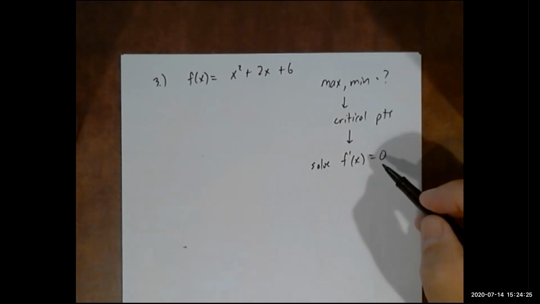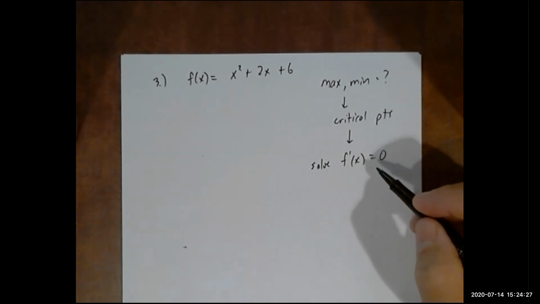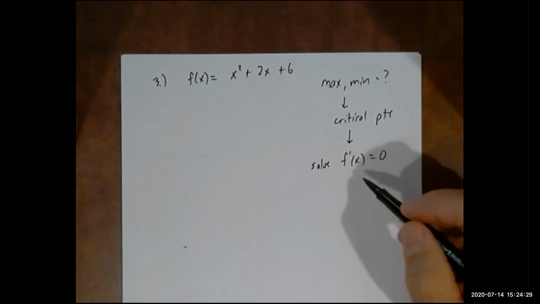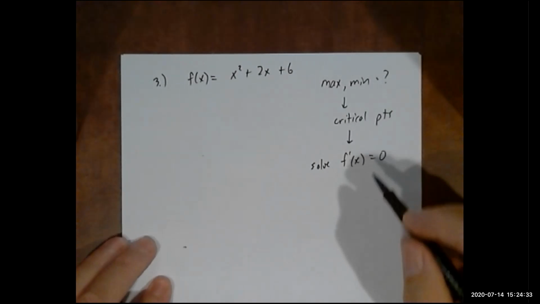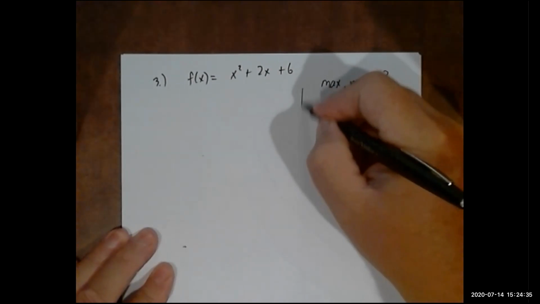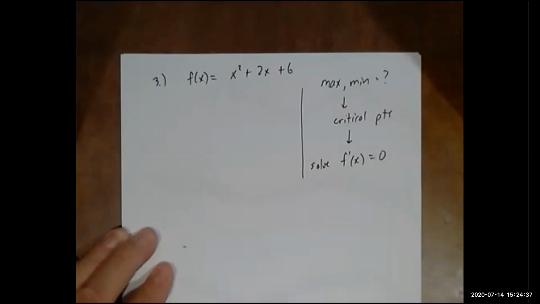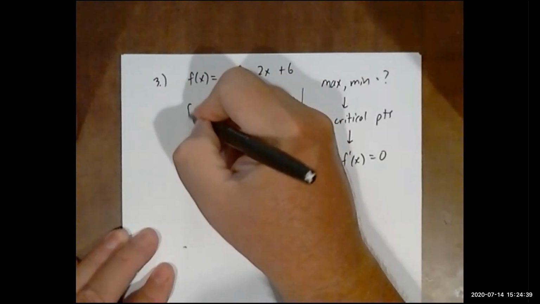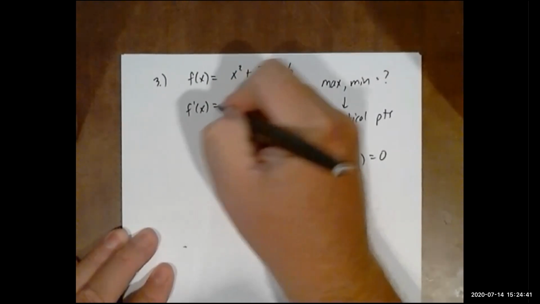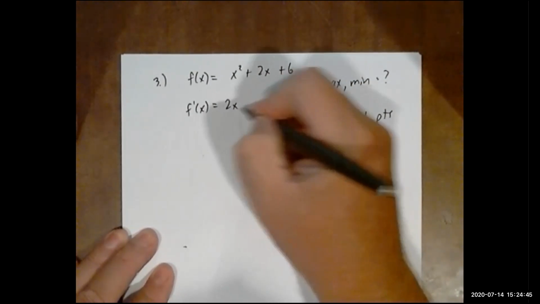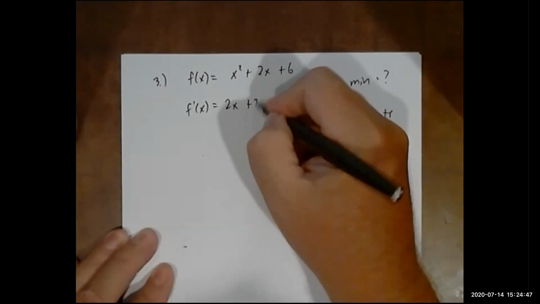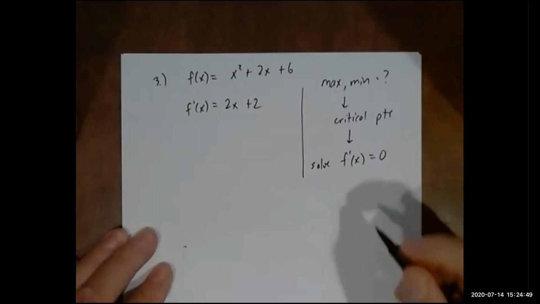And then once you determine what your critical points are, then we have to determine whether they're maxes or minimums, or occasionally we have one that's neither, but those are pretty rare. So here's what we do. Need to take the first derivative of this function. This one's pretty straightforward. Derivative of x squared is 2x. Derivative of 2x is just 2. Derivative of 6 is 0.